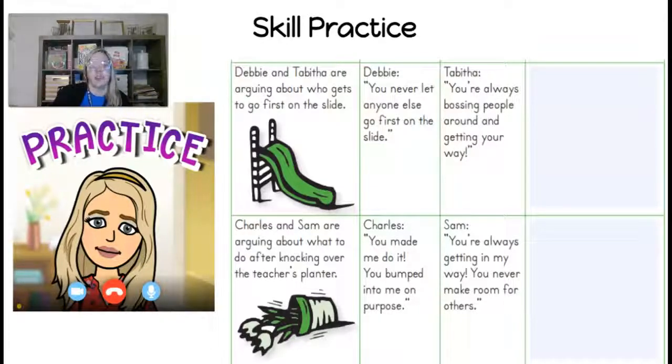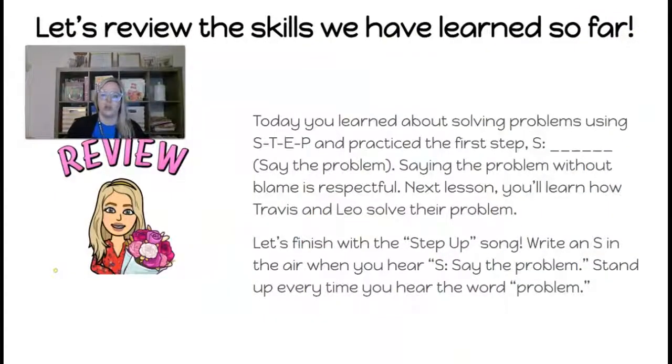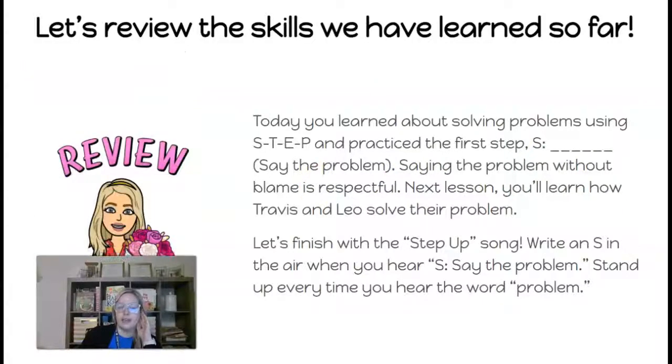All right, so let's review our lesson for today. Today you learned about solving problems using the STEP and practice the S, which is the first one, say the problem. So saying the problem without blame is respectful. And next lesson, you're going to learn how Travis and Leo solved their problem. Remember, we didn't even get to see how they solved it. You'll learn about that next time.